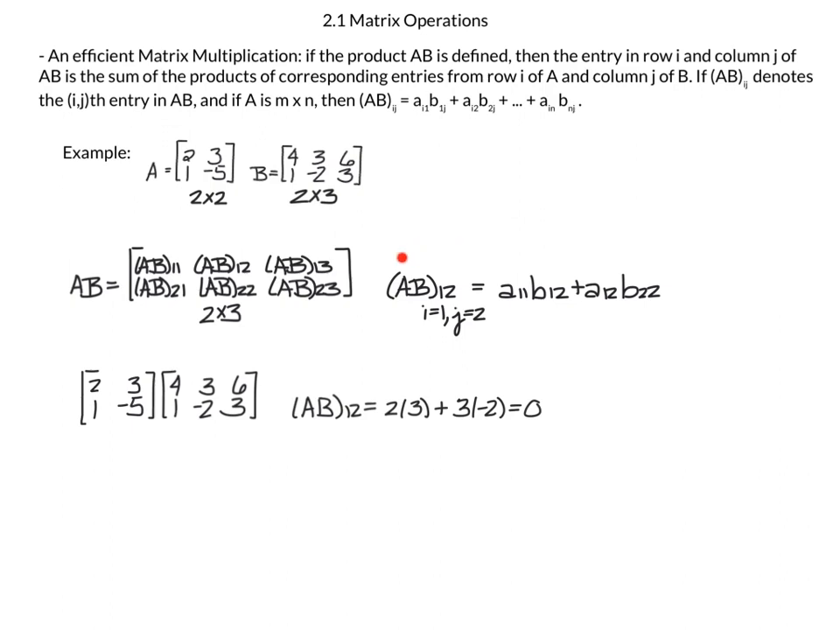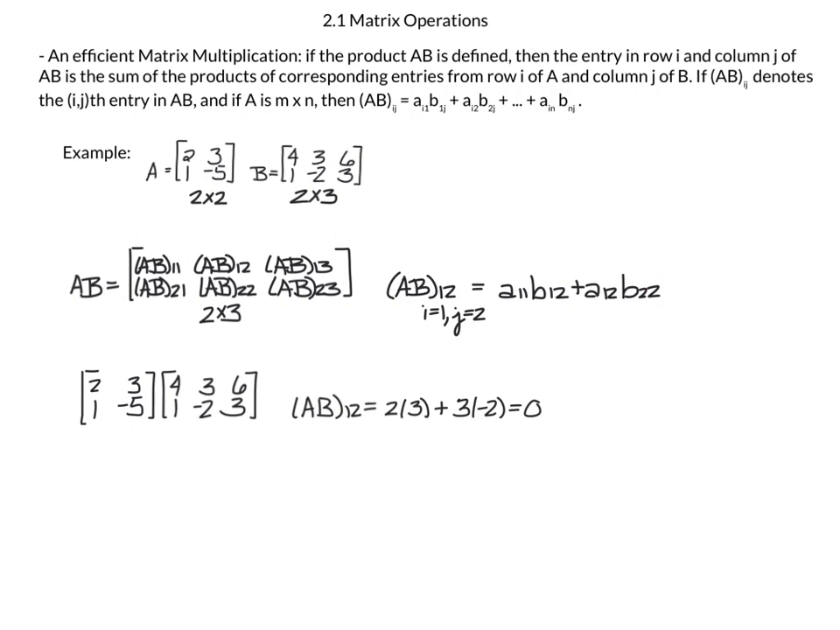Now if I want to calculate (AB)12, i is equal to 1 and j is equal to 2, and I can use this formula. That's A of i1, which is A11, times B of 1j, so B12. Plus here we have A of i2, so that's A12, times B of 2j, so that's B22.